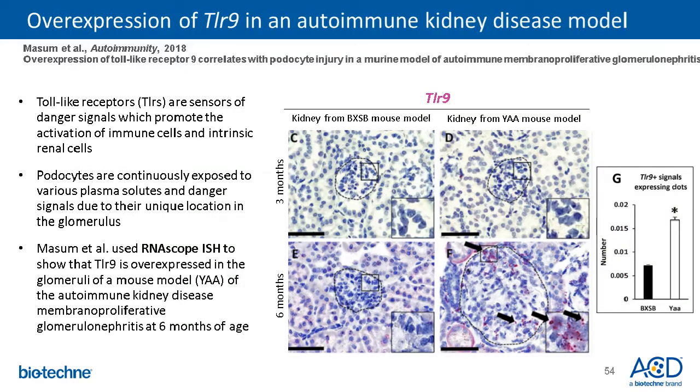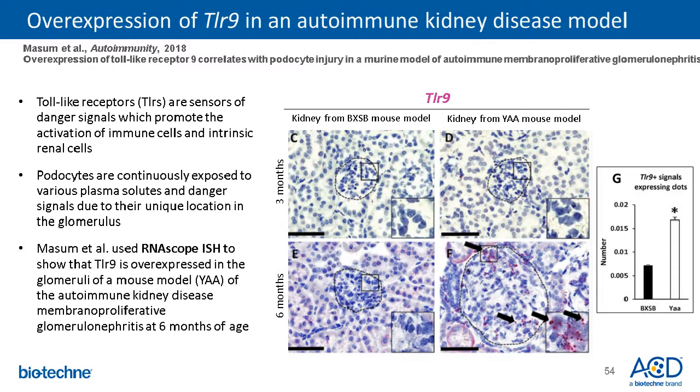Toll-like receptors are sensors of danger signals which promote the activation of immune cells and intrinsic renal cells. Podocytes are continuously exposed to various plasma solutes and danger signals due to their unique location in the glomerulus. These authors used the RNAscope-ISH assay to show that the toll-like receptor TLR9 is overexpressed in the glomeruli of a mouse model called YAA of the autoimmune disease membranoproliferative glomerulonephritis at 6 months of age.